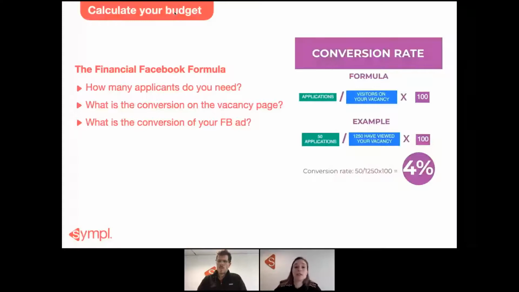For example, if you have 1,250 visitors on your vacancy page and you have 50 applications, then you have a conversion rate of 4%. This is really a high number, I must say. But it is important to also see if all the applications are qualitative, because if the applications are off target, then of course you have nothing with a high conversion rate.